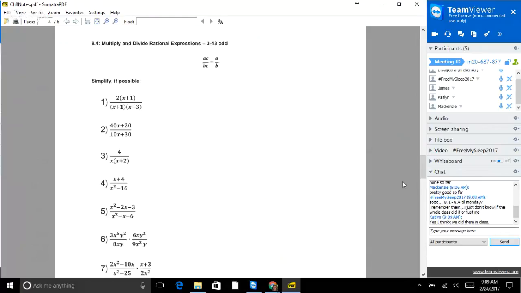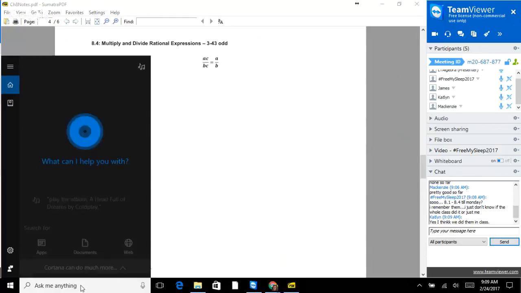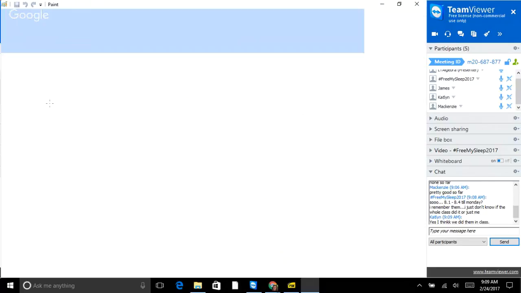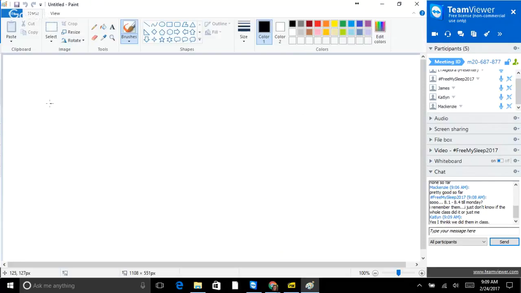All right, so let's try number, I don't know, 31. Does that sound good? So I want you guys to try this out too. So if you remember, what we're doing is we are basically simplifying these complex looking fractions, right?